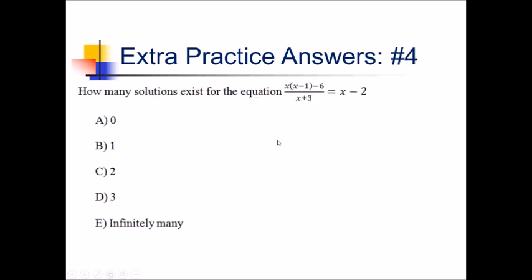For this problem, this is kind of a weird question. They're asking how many solutions exist for this equation. So although we don't technically need to solve for what the solutions are, that is definitely one way of figuring out how many there are, is just to solve them and count them. So probably the fastest way to get going on this problem is to get rid of this fraction by multiplying x plus 3 to both sides.